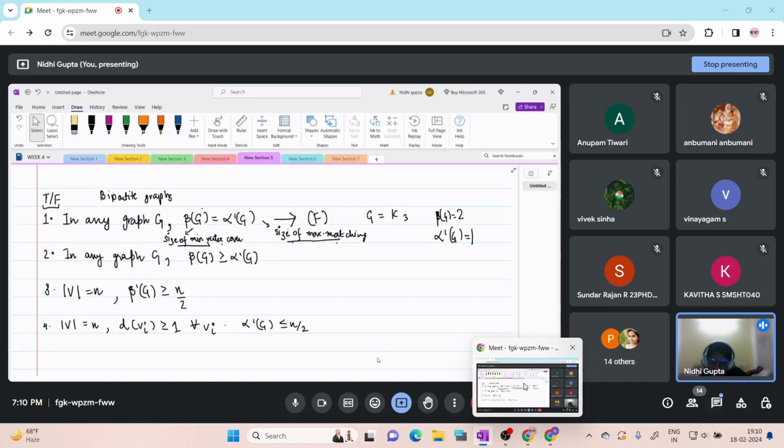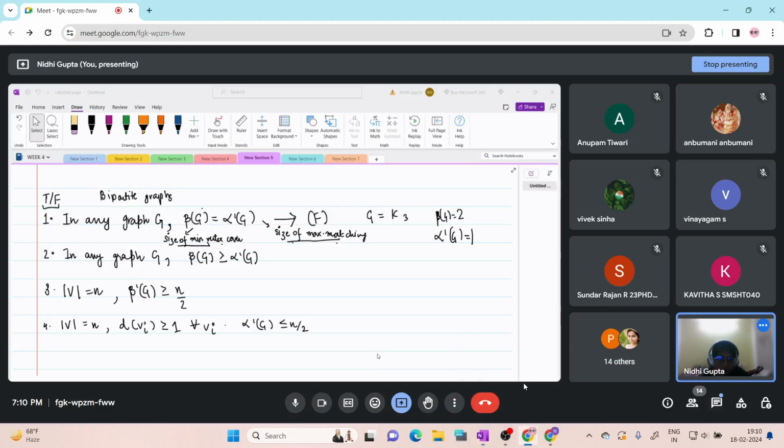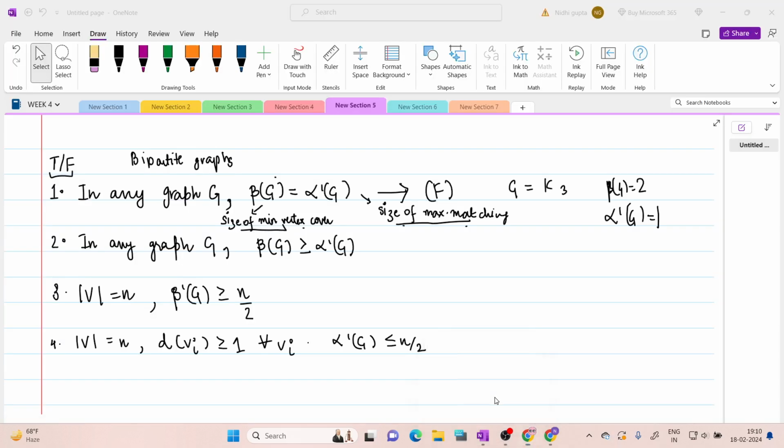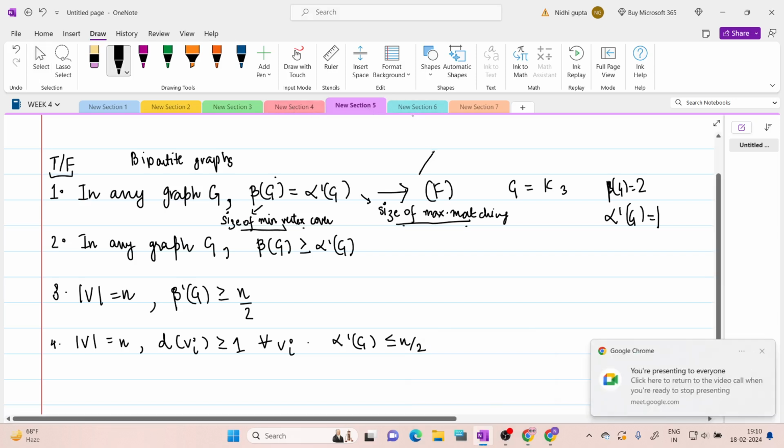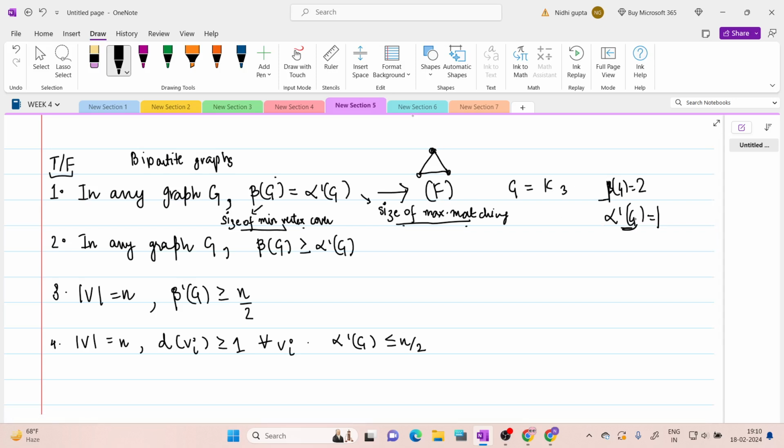Does everyone understand why the first is false? Ma'am, for which graph is this false? K3. Okay, yes, true. So it is false for K3. See, the minimum vertex cover was coming out to be 2, we already calculated, and the maximal matching was coming out to be 1. So this is false. Now the second question says that in any graph G, the size of the minimum vertex cover will be greater than or equal to the size of the maximal matching. Is it true or false?